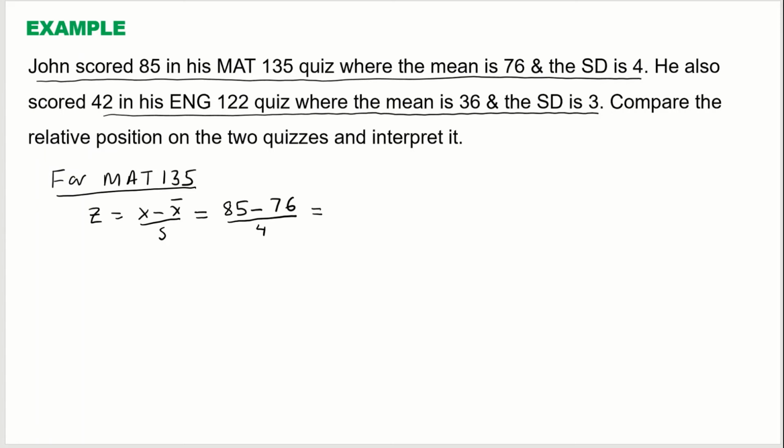So if we simplify this using a calculator, 85 minus 76 over 4 is 2.25. That is the z-score in Math 135. So he obtained 2.25 standard deviations above the mean.